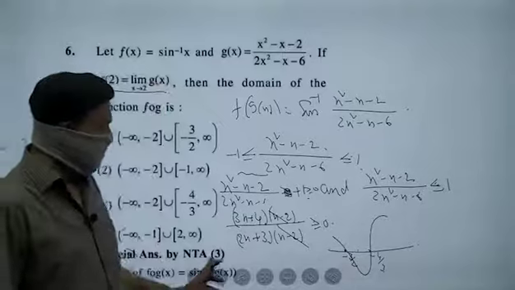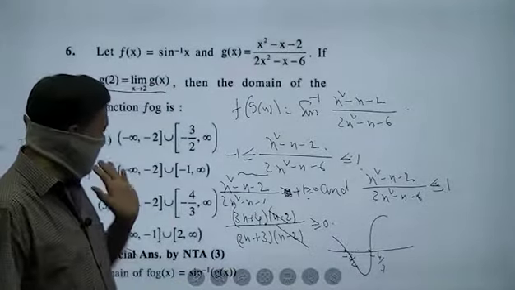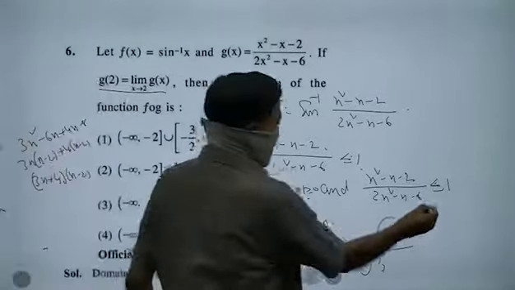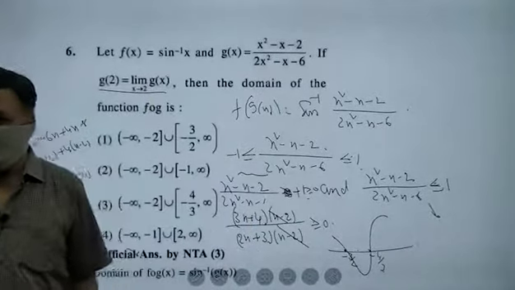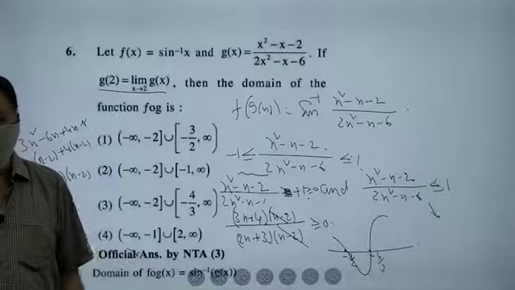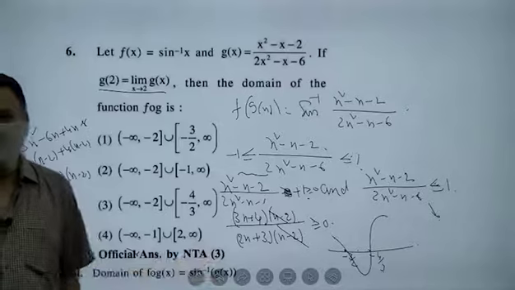So x belongs to minus infinity to minus 3 by 2, union minus 4 by 3 to infinity. This is a set. Then you also solve this. That's what I said. It requires a lot of calculations. Inequality solving, I did not show now. You are supposed to do it.